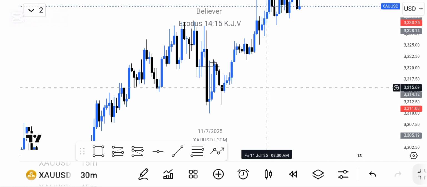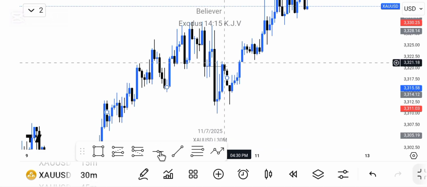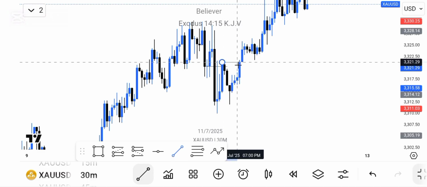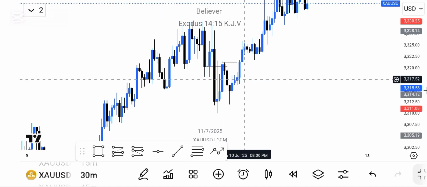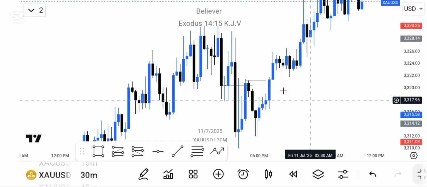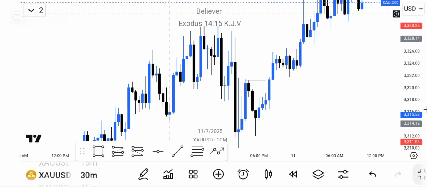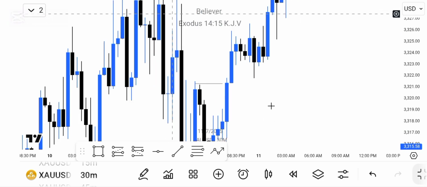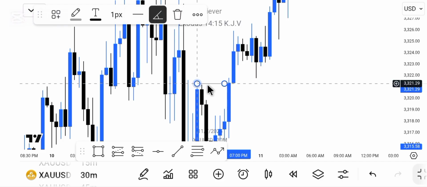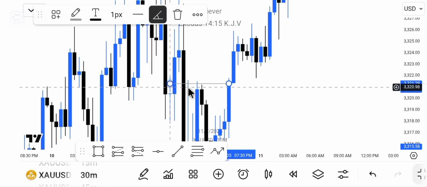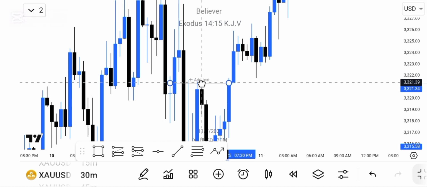So immediately price broke above this high, we have a market structure shift. That's to say the structure of the market has just shifted. That's just the grammar to the whole thing. This high here. Okay. I want to make it a bit more perfect.